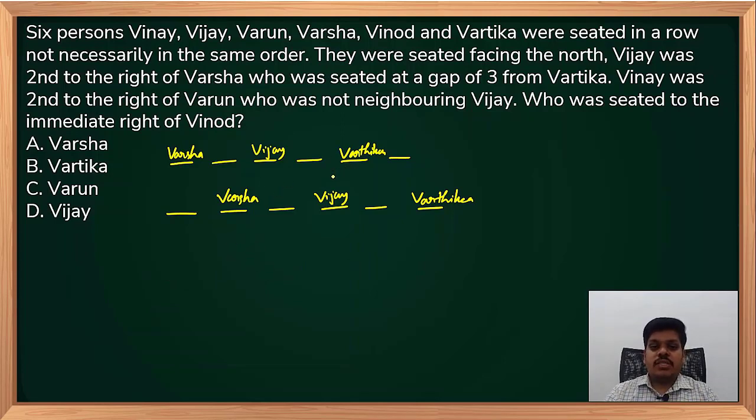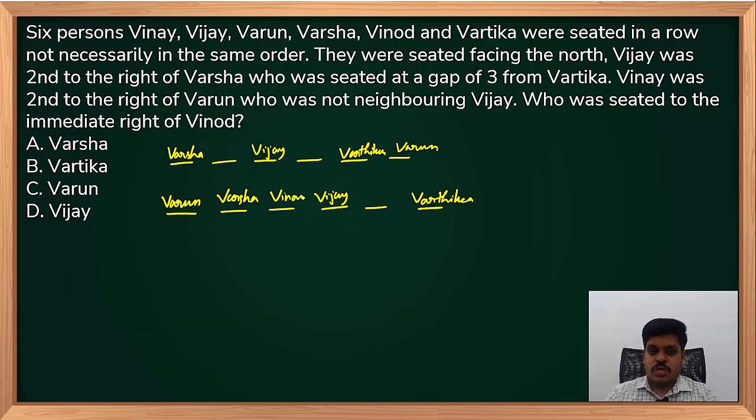Then Vinay was second to the right of Varun, who was not a neighbor of Vijay. So Vijay cannot be a neighbor of Varun. So Varun can be here and Varun can be here. But Vinay was second to the right of Varun. So Varun, and second to the right, Vinay.